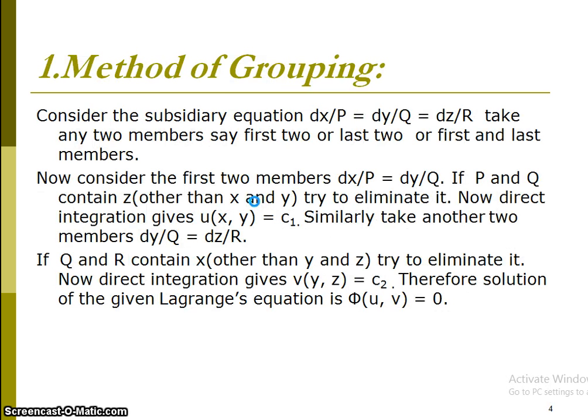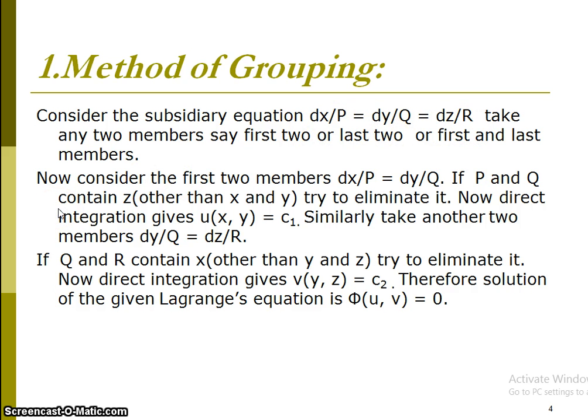So first we shall go through the method of grouping. What is the method of grouping? Consider the subsidiary equation dx by P equal to dy by Q equal to dz by R. Take any two members, say the first two, or the last two, or the first and last members, whichever you choose.